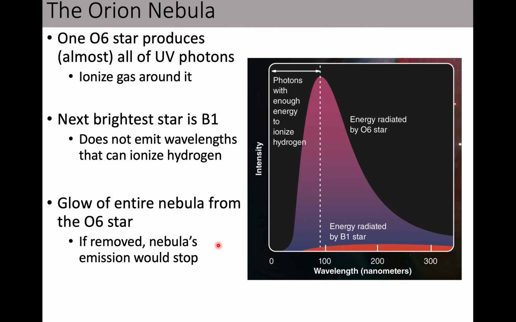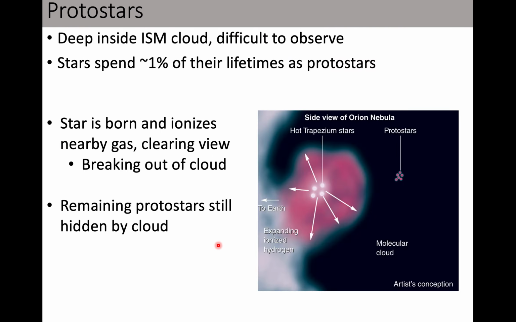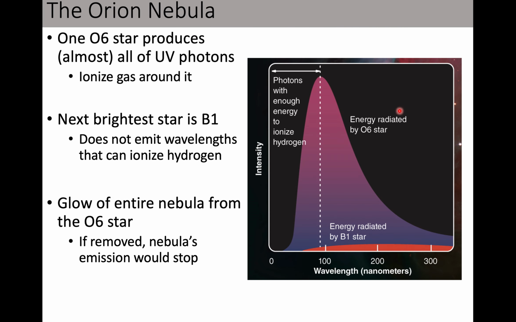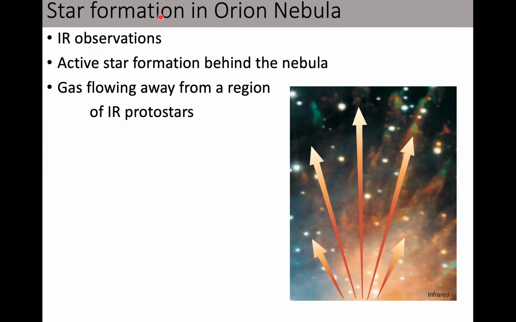So the glow of the entire Orion Nebula, here, this is in infrared though, remember, is from this one star, the one really bright, really hot O6 star. So if that star was removed, the nebula's emission would stop completely. So it's controlled totally, completely by this one star because it is bright enough.